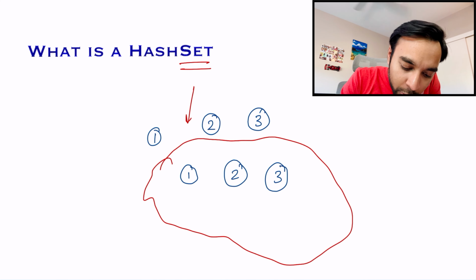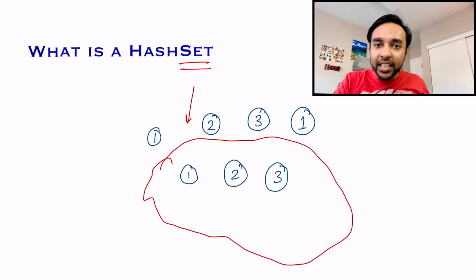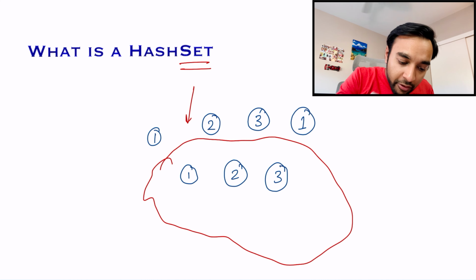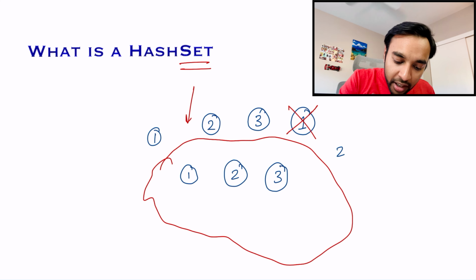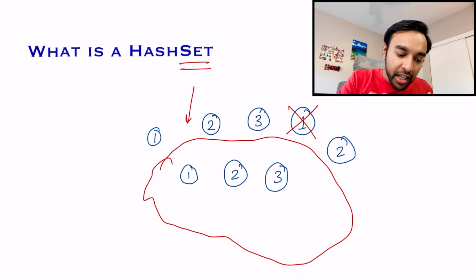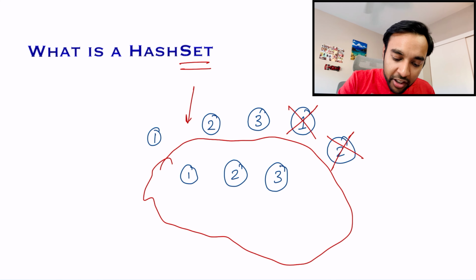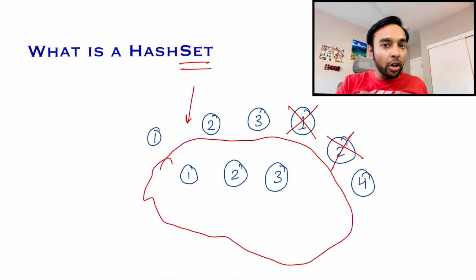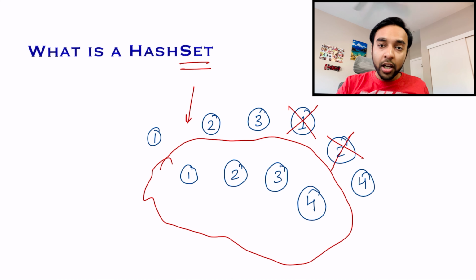Now let us say I try to add a 1 again. Now 1 is already present in this set, right? So this 1 will not get added to my set. Similarly, if I try to add a 2 again, this 2 is already present, so it will not be added to my set. Going ahead, if I try to add a 4, 4 is not present, so this 4 will be successfully added to your set. So this is how the concept of a set works.